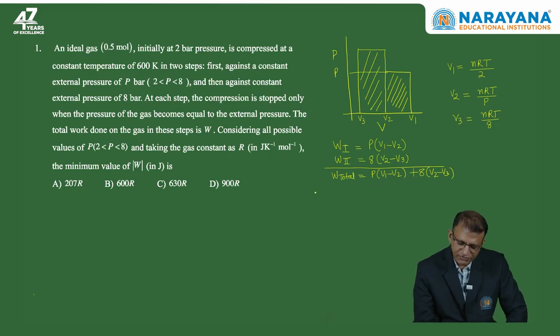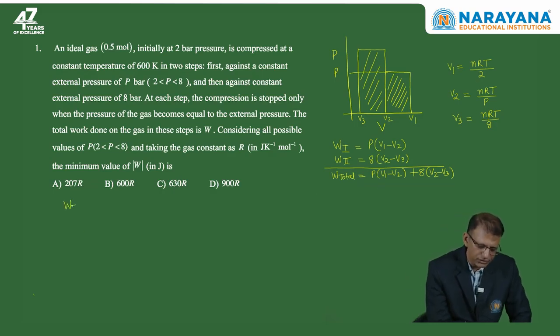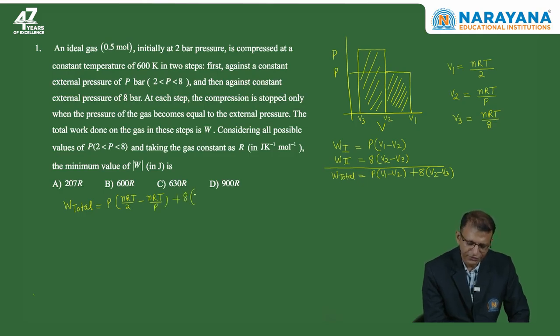So if we put this value, I can write that the total work done is equal to pressure, we have to take that P only, and then V1 I have to put the value. So V1 is nRT divided by 2P minus V2, which is nRT divided by P, then 8 times of V2. V2 we are writing nRT divided by P, and V3 is equal to nRT divided by 8.